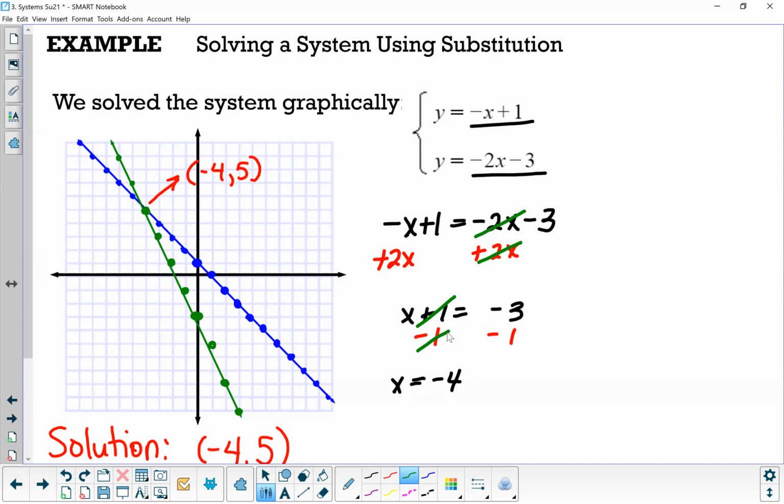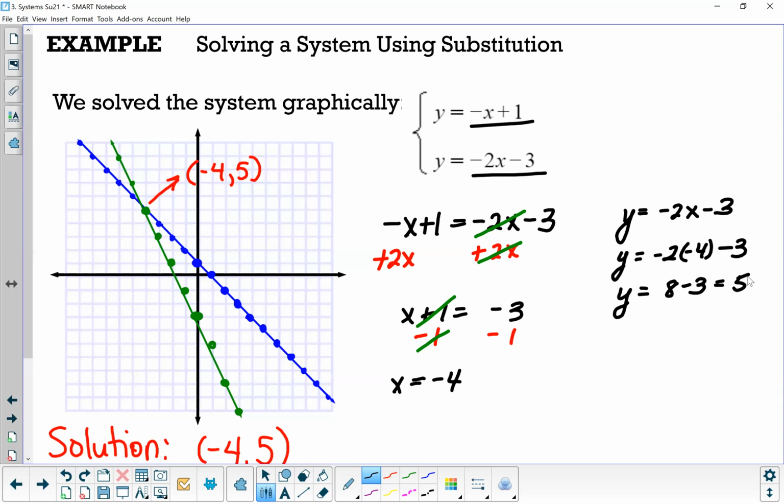All right, to get the y value, we can substitute into either one of these equations. So I'm going to use the second one, y equals negative 2x minus 3. So we have y is equal to negative 2 times negative 4 minus 3. So y is equal to 8 minus 3, which gives us 5. So as you can see here, we get the same answer as we did previously. x is negative 4, comma, y is 5.